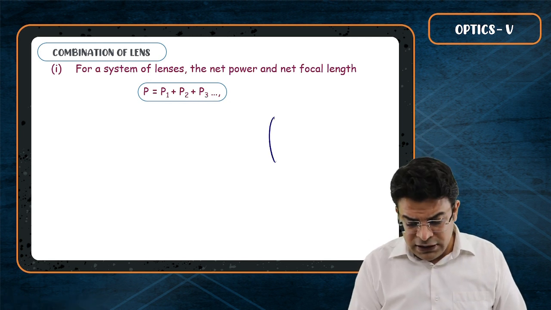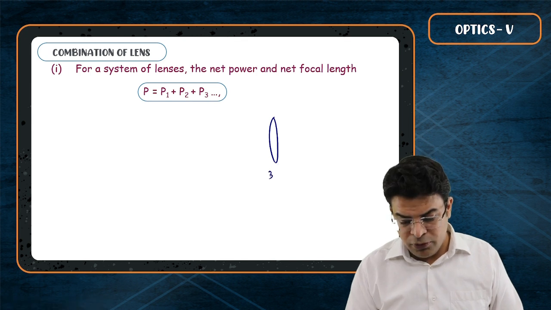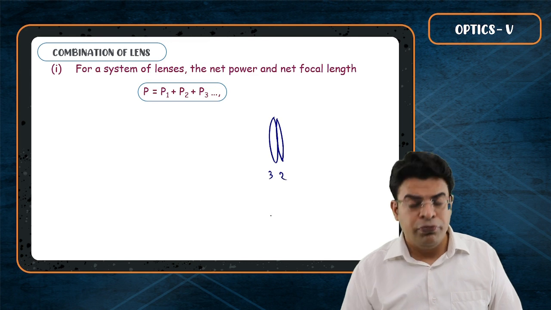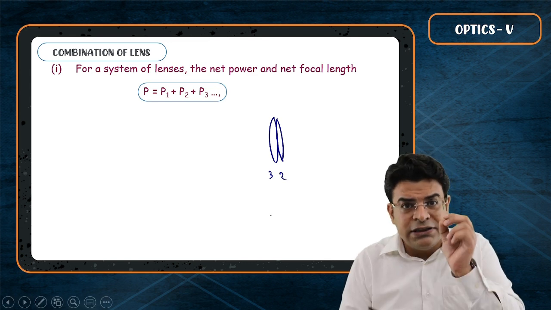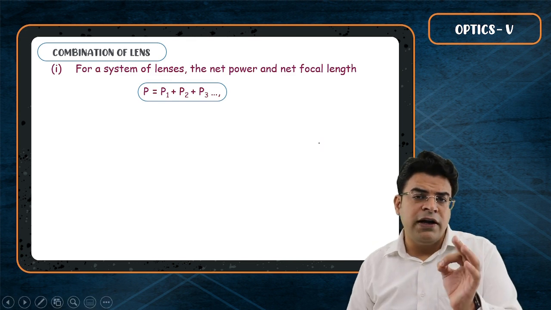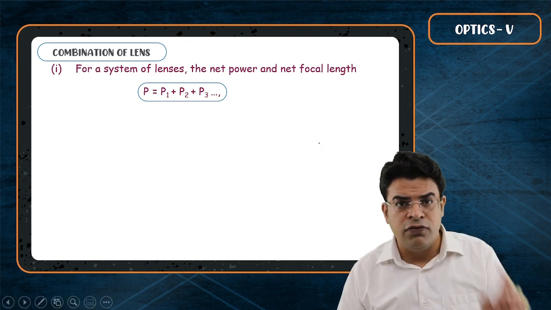If you take a first lens of, let's say, power 3 diopter and you place one more lens of, let's say, power 2 diopter, now this combination becomes a single lens of power 5 diopter. So this is how you can find out the effective power of the combination of lenses.